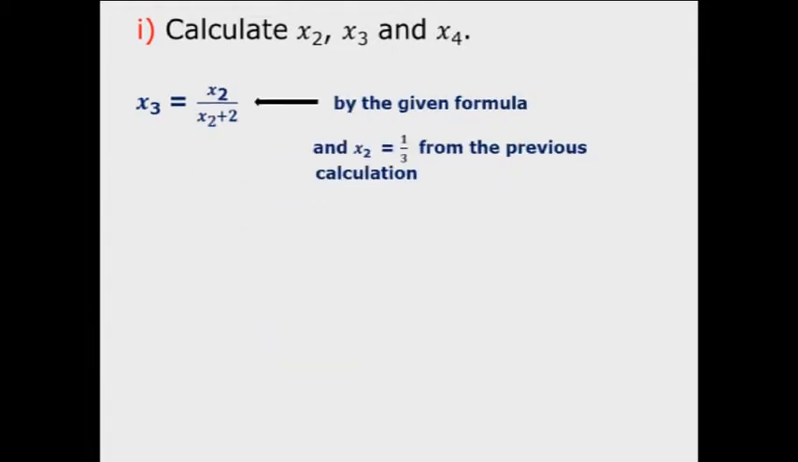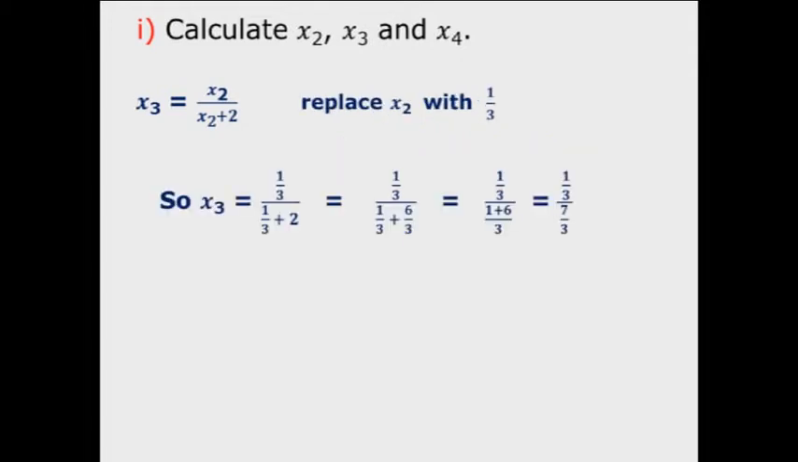For x3 we will do the exact same. This time we have 1 over 3 for the x2 which we just found, so we will replace x2 with 1 over 3, giving us 1 over 3 all over 1 over 3 plus 2. On the bottom we must try to find the common denominator between the two numbers, which in this case is 3. 1 over 3 plus 6 over 3, and since we have a common denominator in the bottom we can add them easily. 1 plus 6 is equal to 7, giving 7 over 3, so 1 over 3 all over 7 over 3.